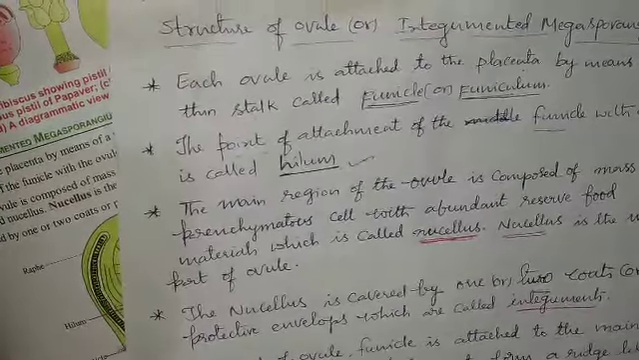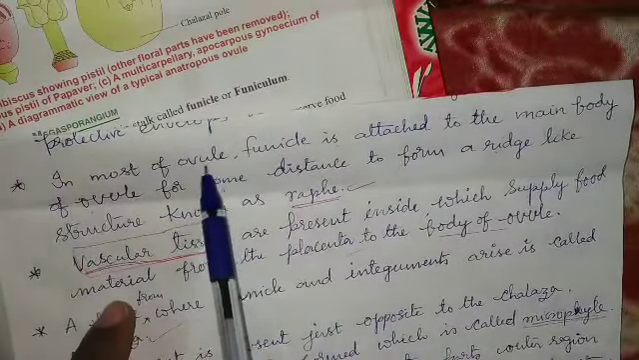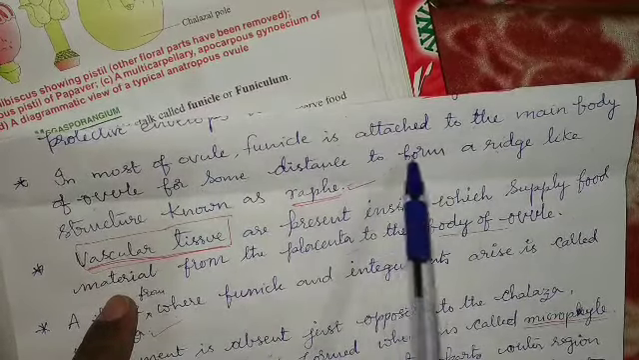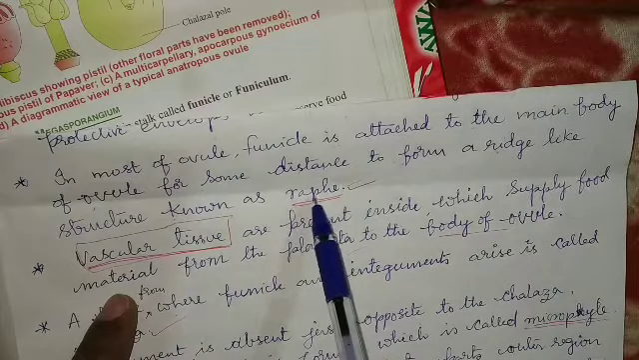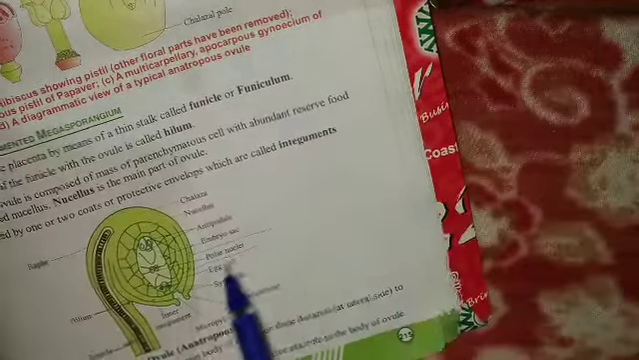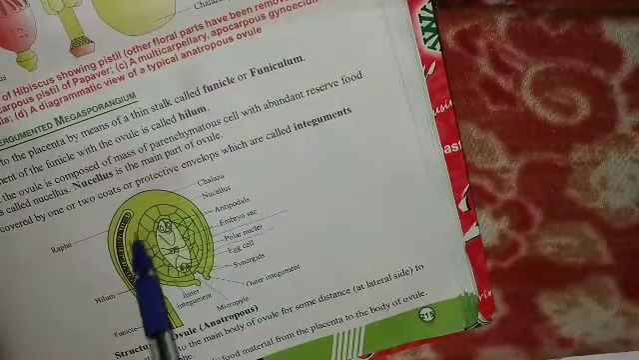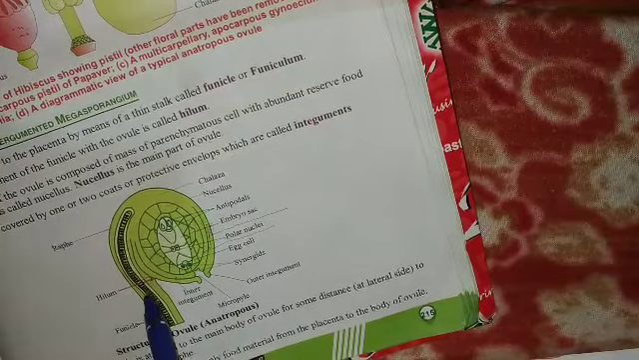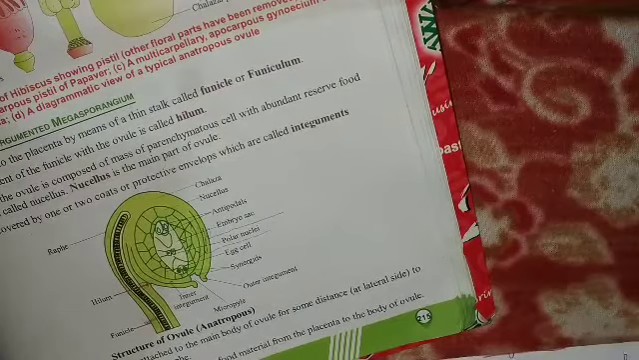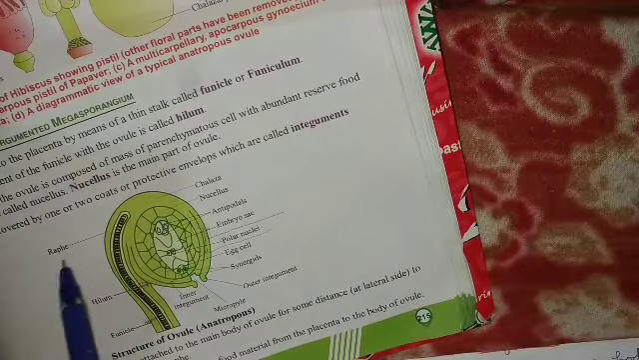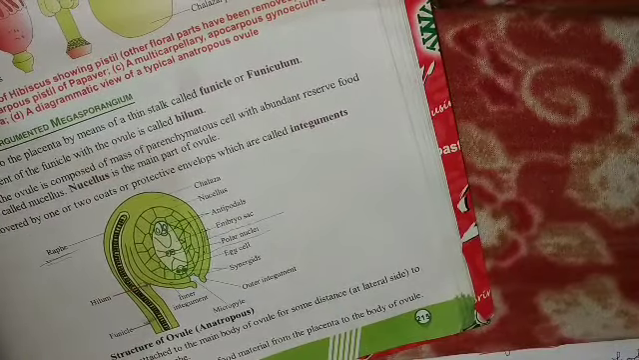In most ovules, the funicle is attached to the main body of the ovule for some distance, forming a ridge-like structure called the raphe. This is the funicle, this is the main body of the ovule, and this is the raphe.